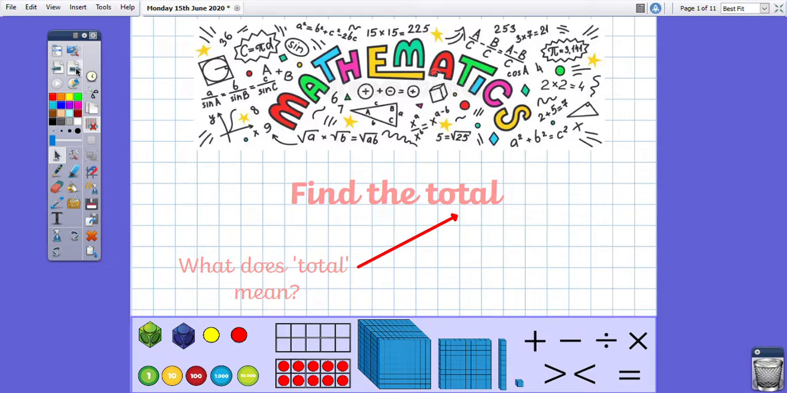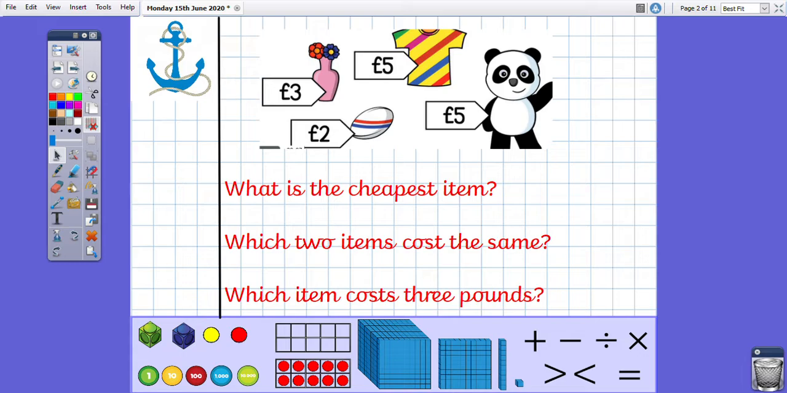So your anchor task, I want you to pause the video and have a go at these questions. I want you to find the cheapest item, which two items cost the same, and which item costs £3. Then unpause the video and come back and see how you got on.